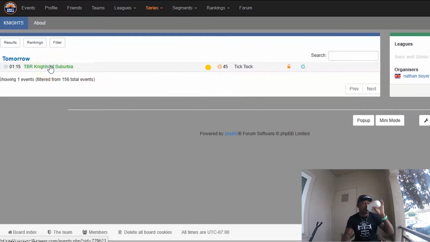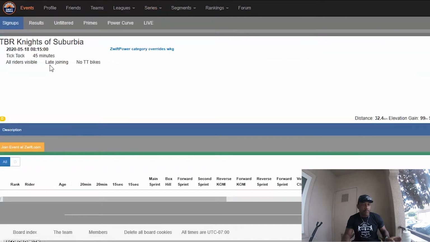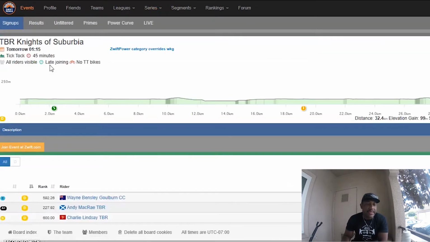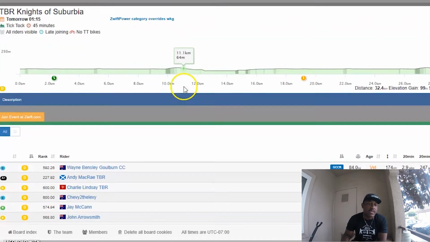So again, at the top, it's showing you all the information, TBR Knights of Suburbia, what time and when it's going down, the course, the duration, all its great information. No TT bikes. It also says here, right here, that Zwift Power category overrides wattage per kilo. And then usually you'll see this note inside of here because, again, Zwift Power is kind of like the USAC of Zwift, if you don't mind me saying.